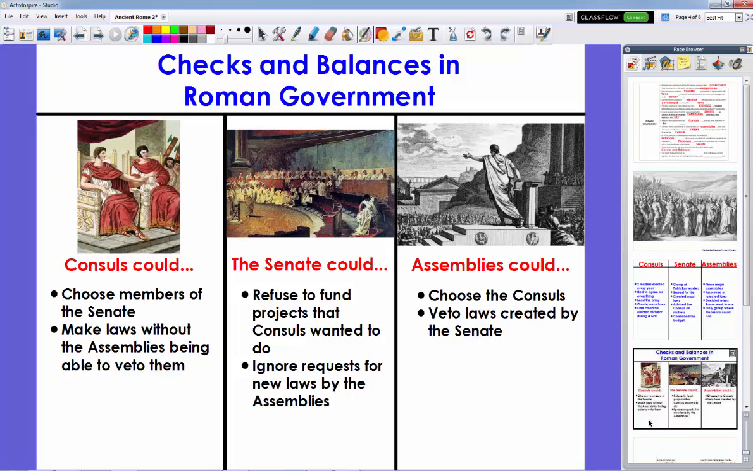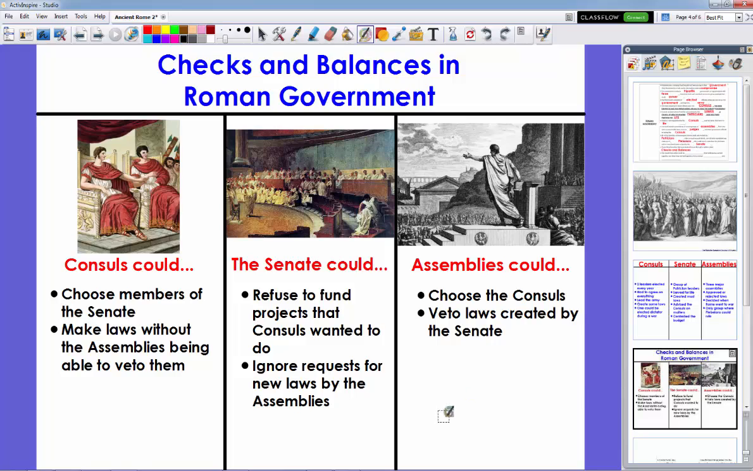So in order, the consuls, the two leaders, could do the following to keep the Senate and the assemblies from becoming too powerful. The consuls chose the members of the Senate. So in other words, the Senate couldn't be filled with people who didn't want consuls. The consuls would choose them to support them. And also, sometimes the consuls could make laws without the assemblies being able to veto them. So if the consul wanted one thing and the assemblies didn't want it, well, too bad. The consuls could make that decision.